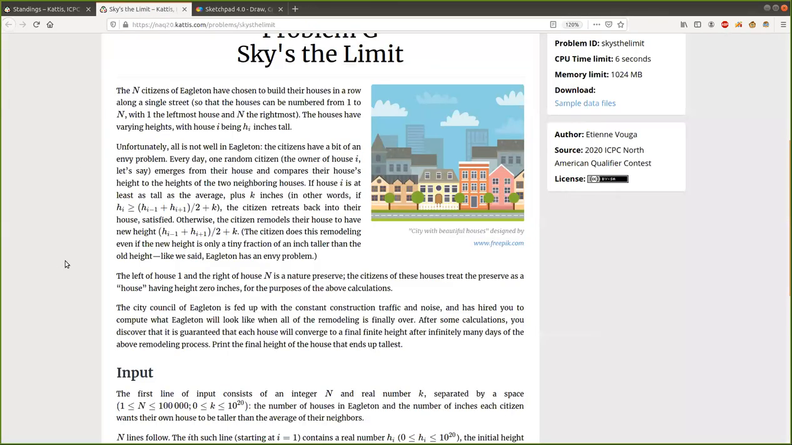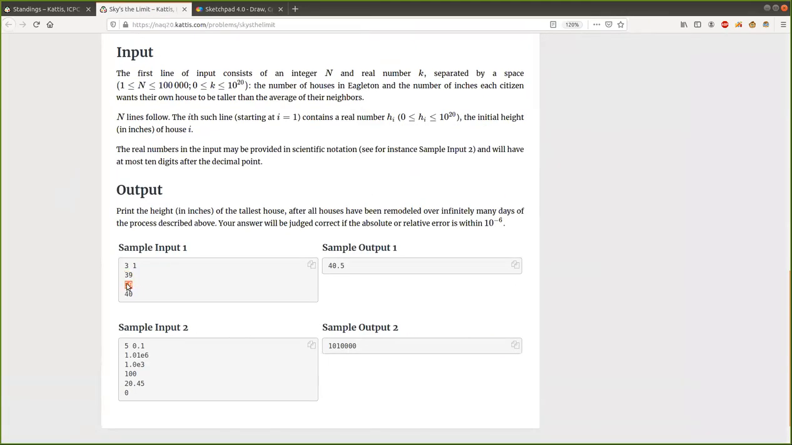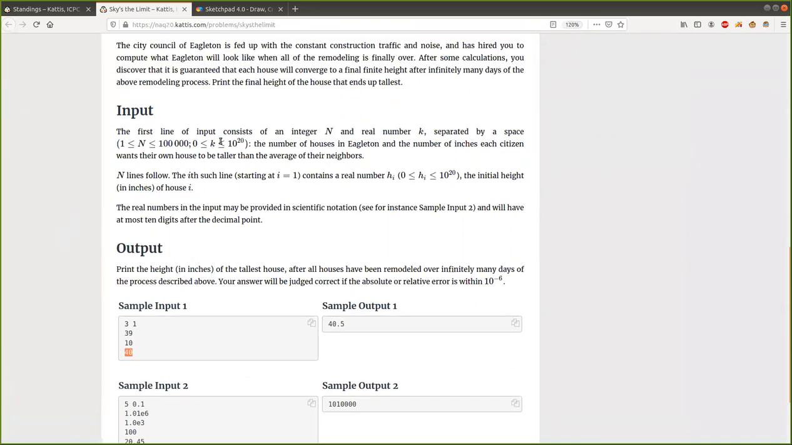And the question is, given the initial house heights and the parameter k, if you keep on doing that process of increasing houses while they don't meet the condition, the statement says that they can show that it will end in a unique list of heights, and it will stop. And the question is, what's the tallest house after that process is done?